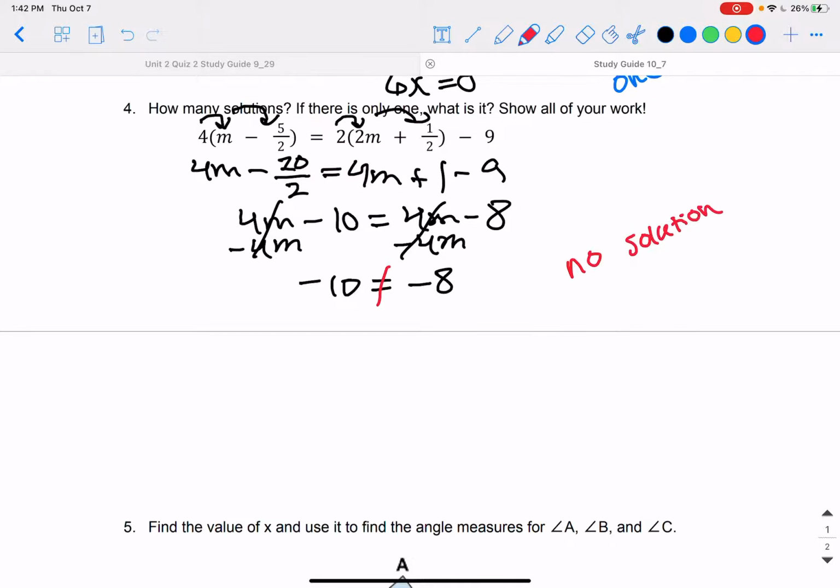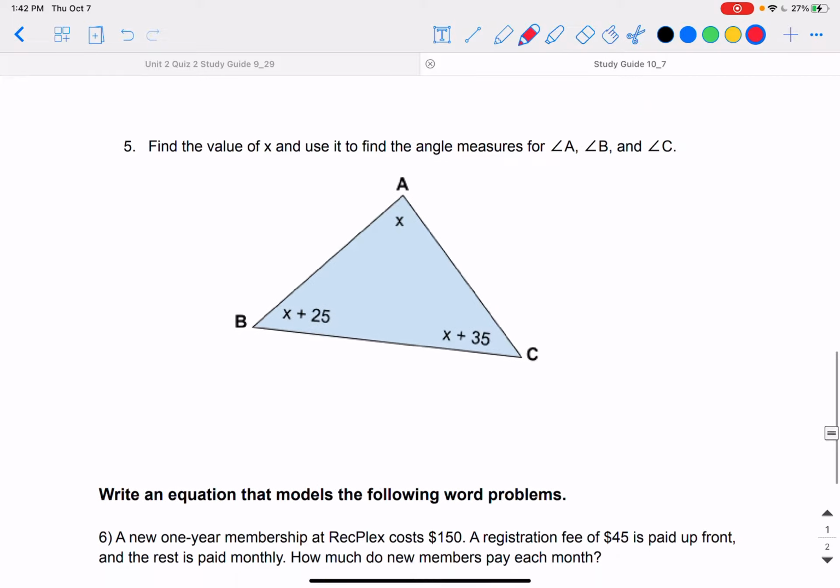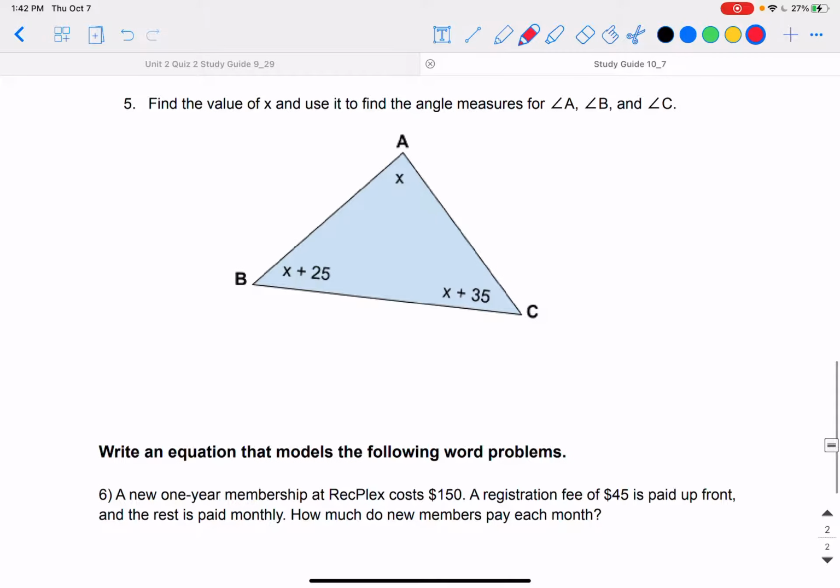I like to put this little dash through the equal sign just to show that I know it's not true, even though that's what we got when we worked the equation out. Okay, moving on to a triangle question.